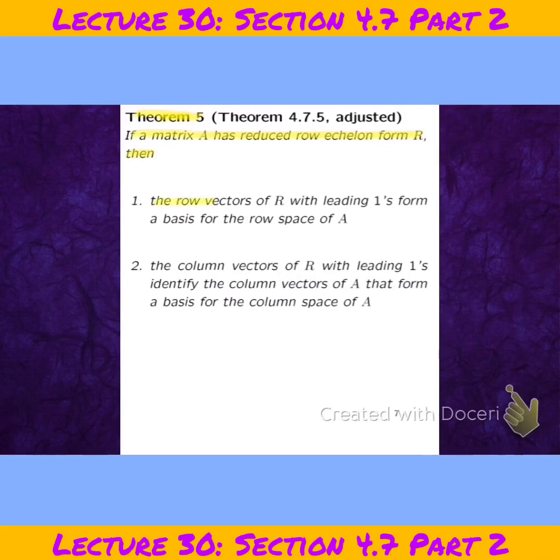Now, the row vectors of R with the leading ones form a basis for the row space of A. Okay? And the column vectors of R with the leading ones identify the column vectors of A that form a basis for the column space of A. Okay, so if we look at the column vectors of the matrix R, and we look at the columns that contain the leading ones, they will form a basis for the column space of the matrix R.